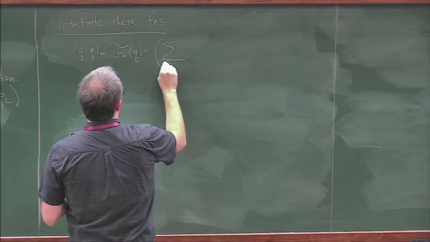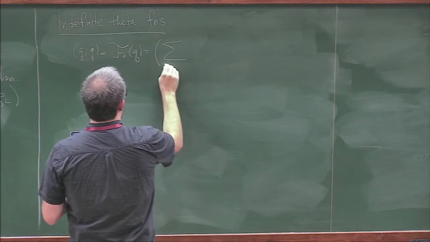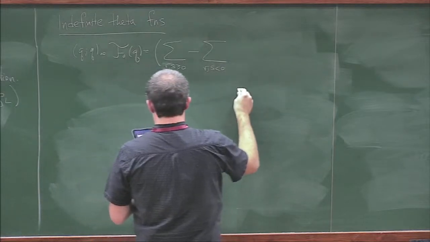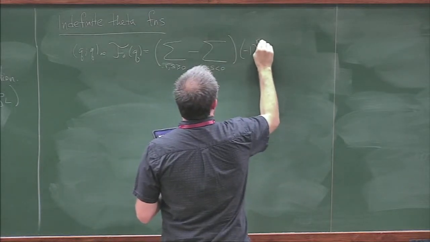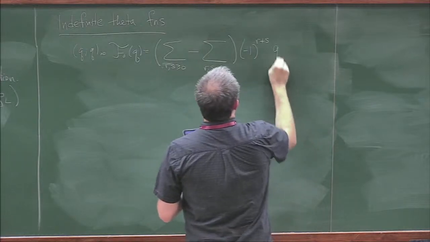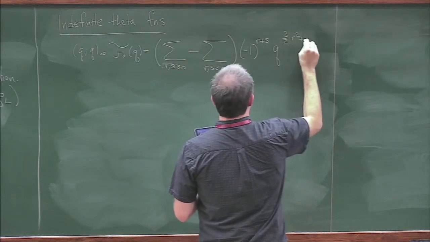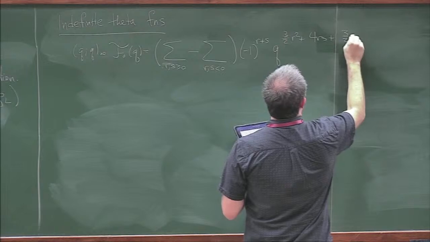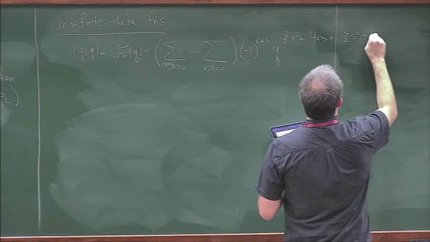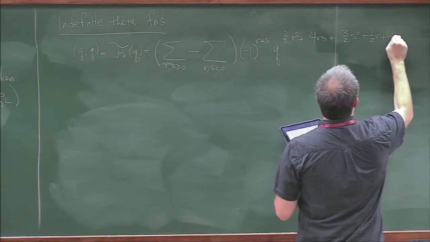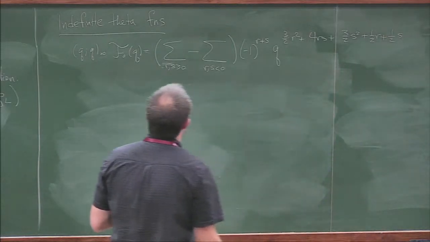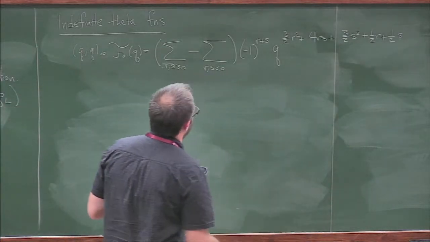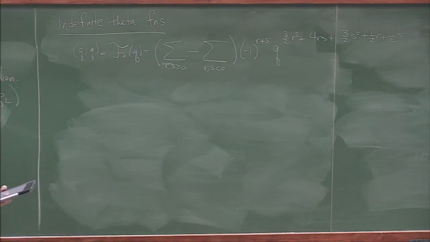So this is the sum over r and s greater than or equal to 0 minus the sum over r and s less than 0 of (-1)^(r+s) q^(3/2 r^2 + 4rs + 3/2 s^2 + 1/2 r + 1/2 s). And I mentioned that this is an indefinite quadratic form. So what do we do with that? And Michael told us what we're supposed to do with that. He told us about this theory.